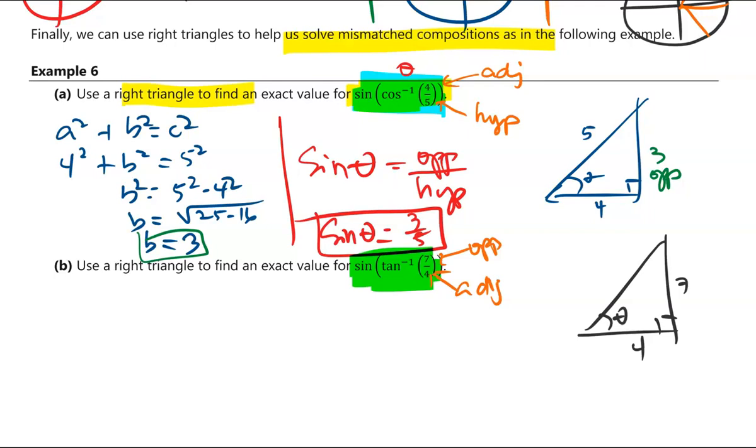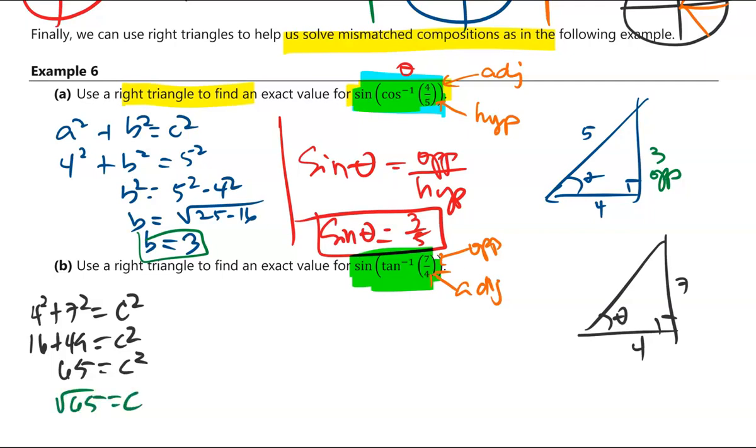And using the Pythagorean theorem, we can solve for the hypotenuse. So 4 squared plus 7 squared is equal to c squared. 16 plus 49 is equal to c squared. 16 plus 49 is 65, and taking the square root of both sides, square root of 65 is your hypotenuse. So this is square root of 65.